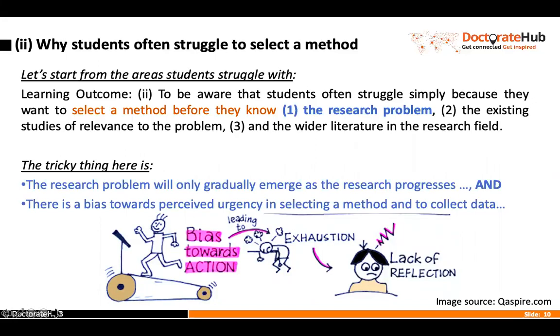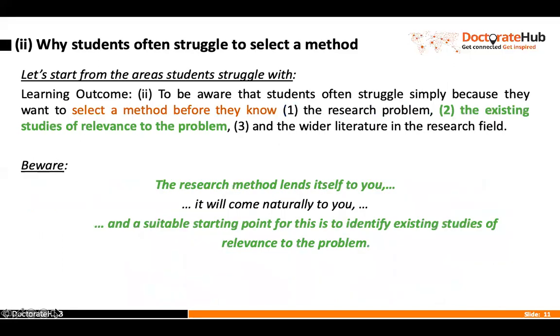So this comes to the next point. At the beginning, one actually does not know about the existing studies and whether or not they are of relevance to the problem, simply because if you don't know the problem, you also won't know what is of relevance and what is not. Now, this sure is a tricky thing, and only gradually one will be able to overcome this.